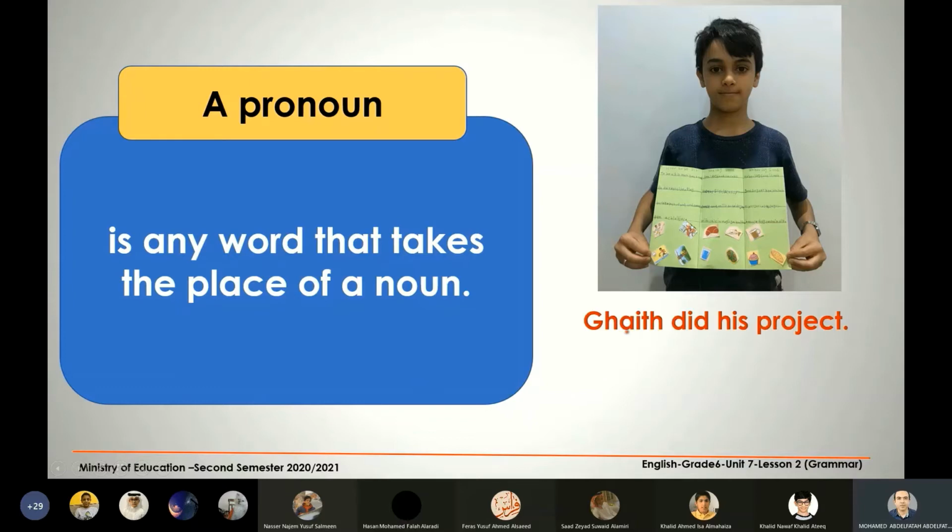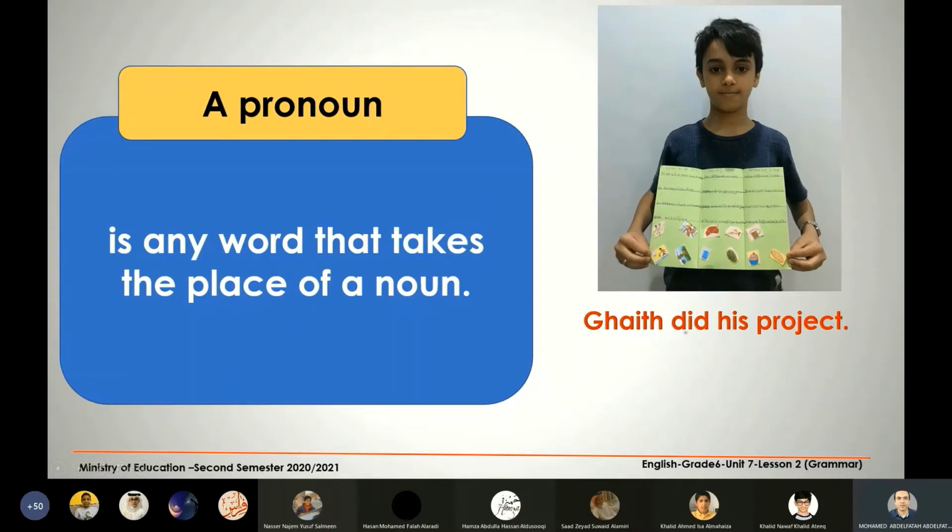Look here. Ghaith did his project. Who did the project? Students, who did this project? Yes, Ghaith. Ghaith is the subject. So, what about the object? Ghaith did what? Did. So, did what? What did he do? Project. So, the subject is Ghaith and the object is the project.